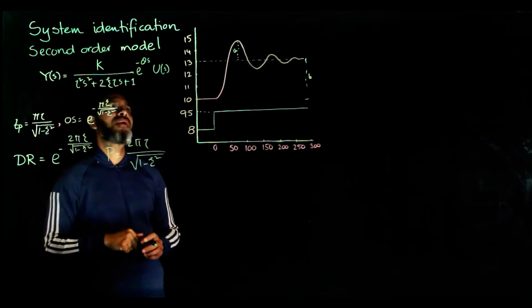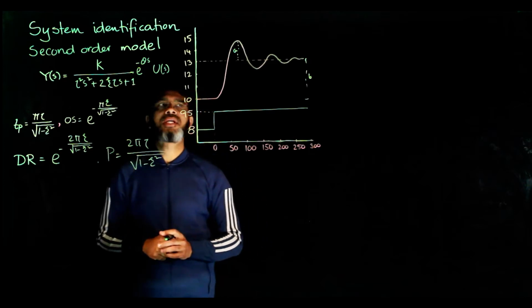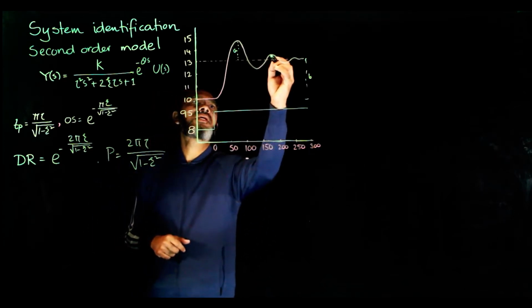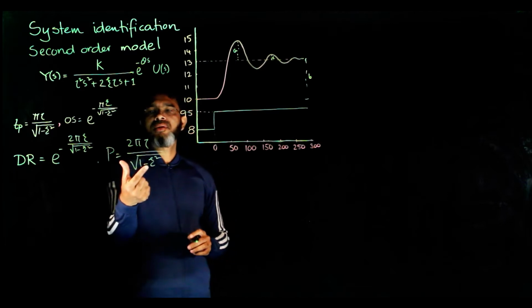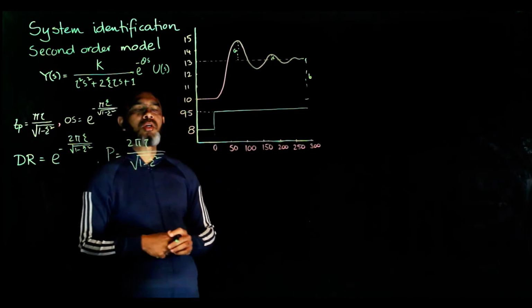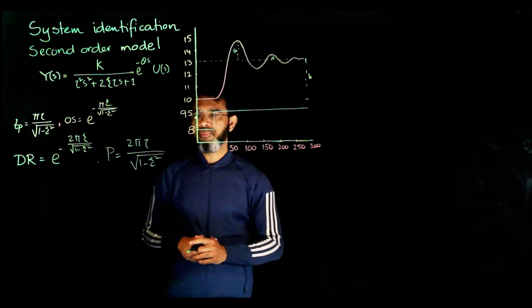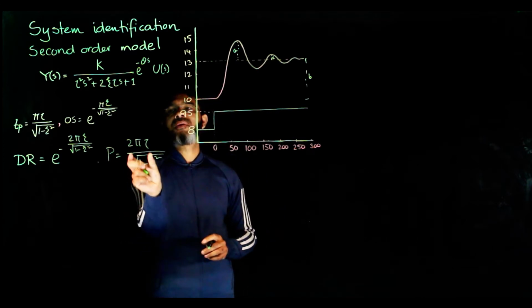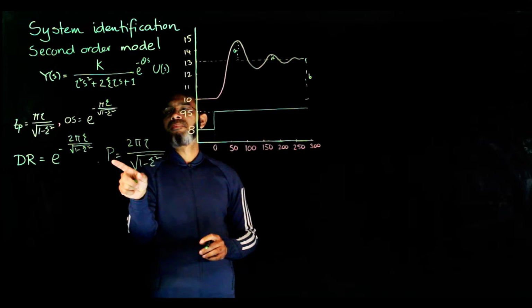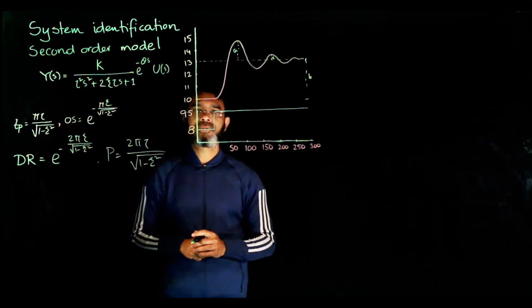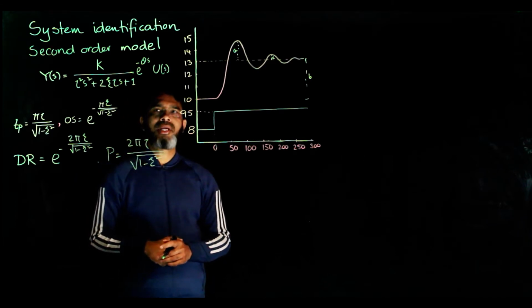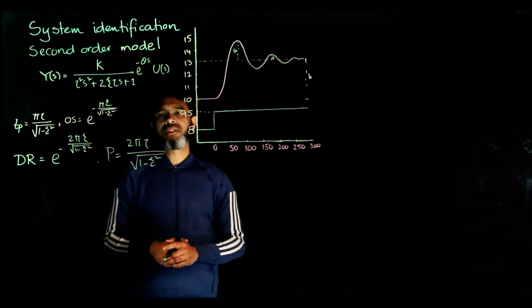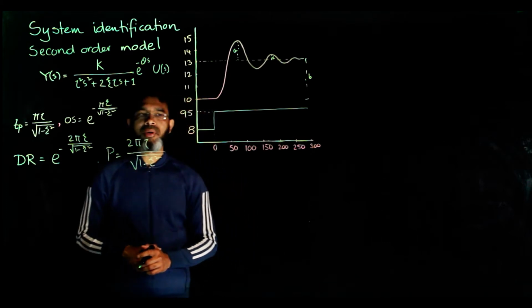Now the decay ratio is defined as how fast the signal is decaying. If for the second peak the value is C, the decay ratio is given by C over A. The last equation is the period P, which is twice pi tau over the square root of 1 minus the damping coefficient squared. Again, this doesn't have any unit, so the period of oscillation has a unit of time. So when you use the units, look at the relations and make sure that they are consistent in terms of their units.